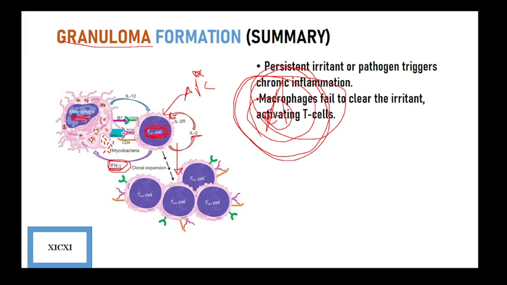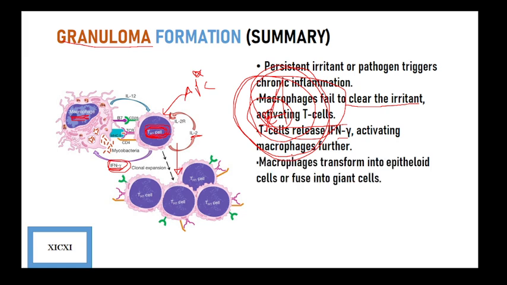After this, macrophages will fail to clear the irritant. It means macrophages will fail to clear or to phagocytose this antigen because it is non-biodegradable. Now they will activate T cells. Which T cells? Helper T1 cells. This is another step. After this, the T cells will release interferon gamma, which will activate the macrophages. And we have seen that these macrophages are going to change into epithelioid cells and giant cells.